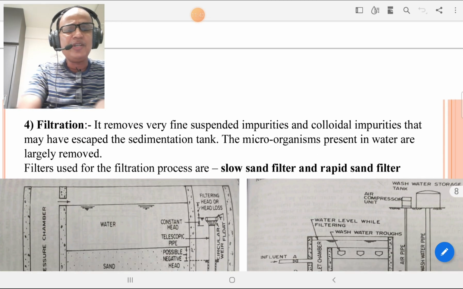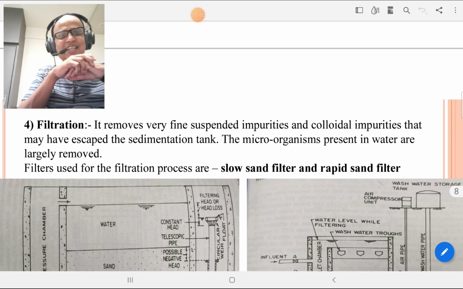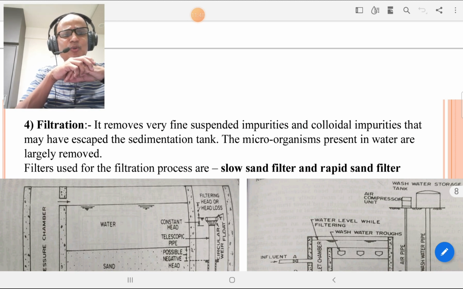Then we are going to discuss the filtration. It removes very fine suspended impurities and colloidal impurities that may have escaped from the sedimentation tank. The microorganisms present in the water are largely removed. Filters used for filtration processes are slow sand filter and rapid sand filter. The comparison of slow sand filter and rapid sand filter is very important. The figure and their working and their operations are very important.